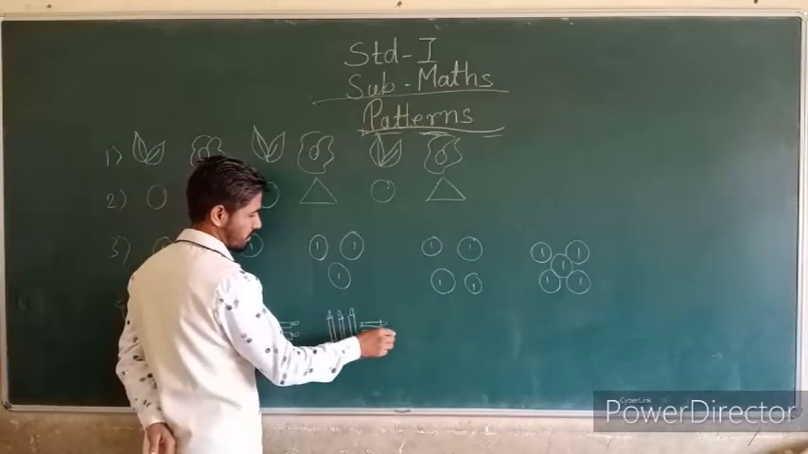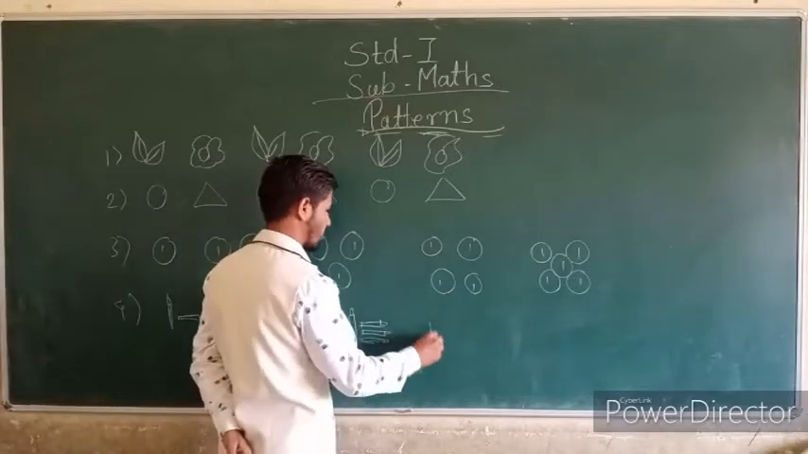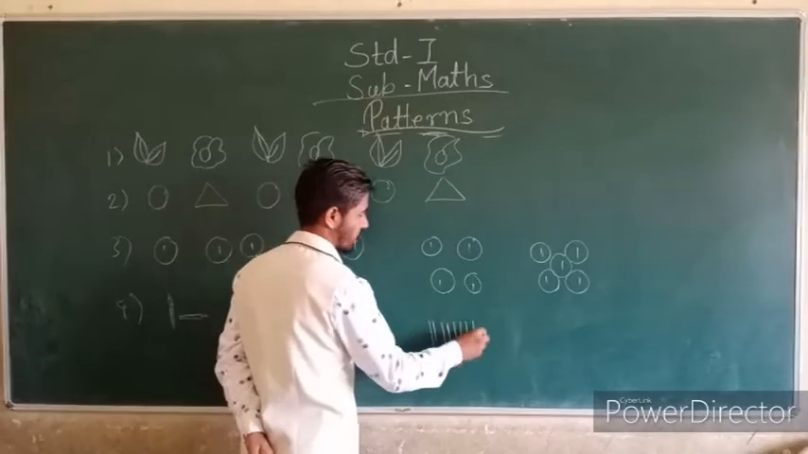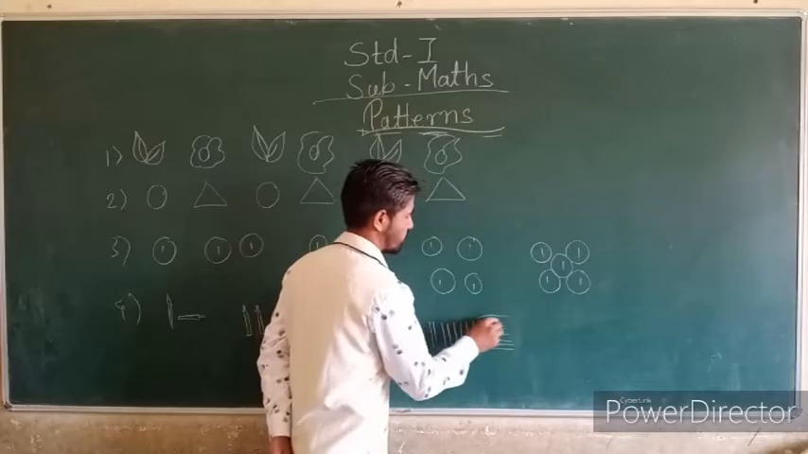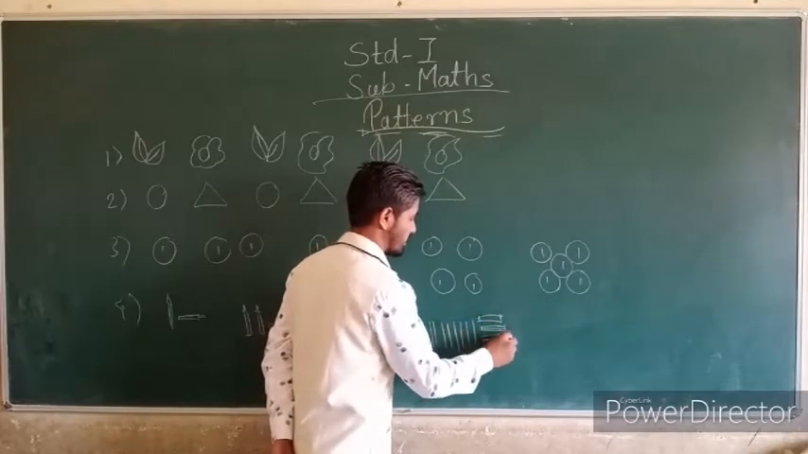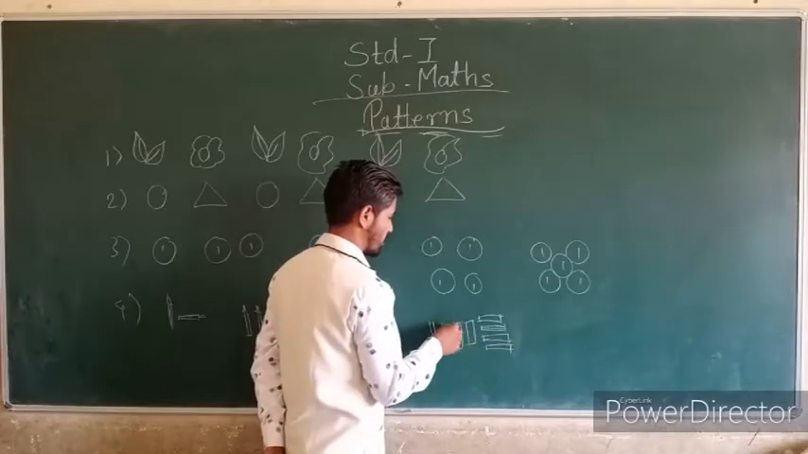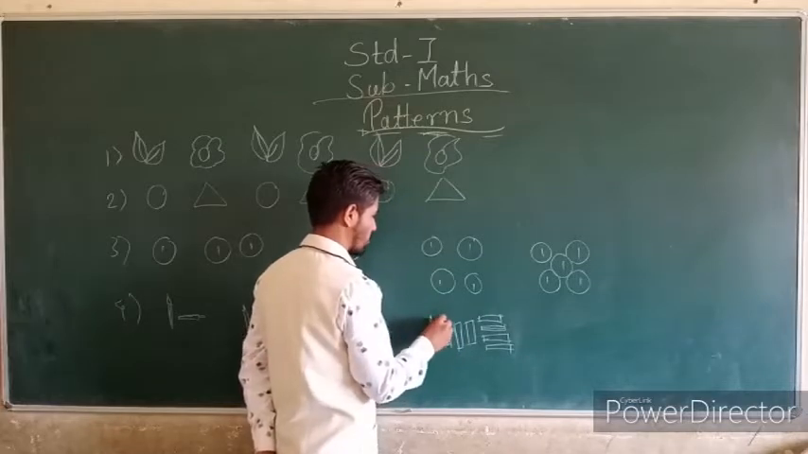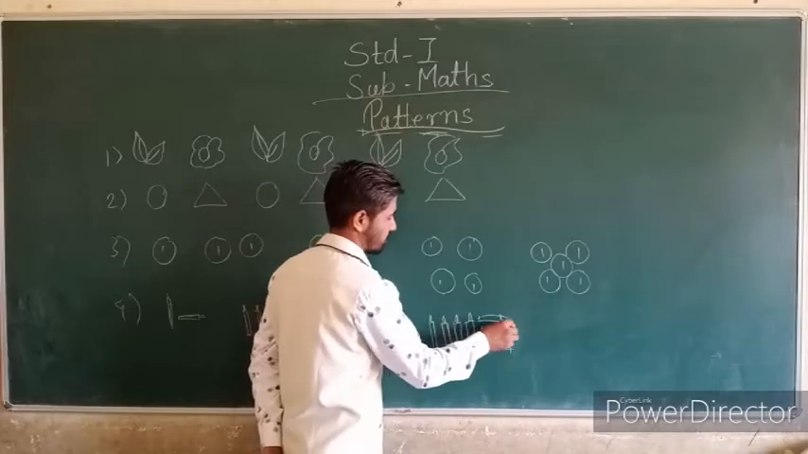So next, what happens? Here are three candles. Next, the candles increase. So four candles: one, two, three, and four. Next, one, two, three, and four candles. So like these, candles are increasing. Like that, examples you have to solve in your exam also.